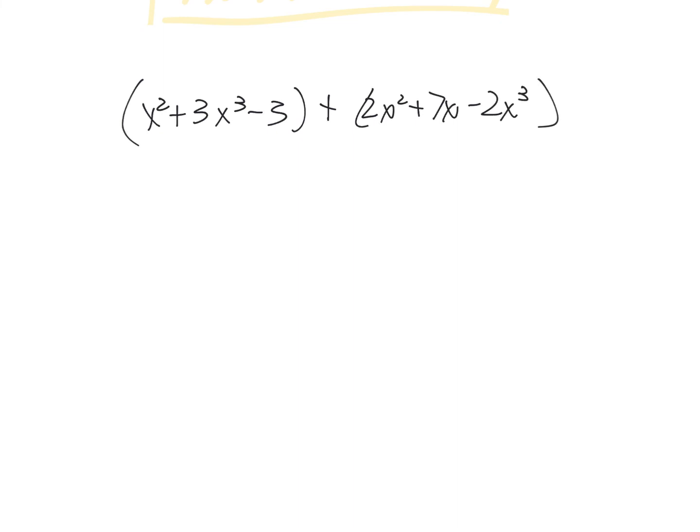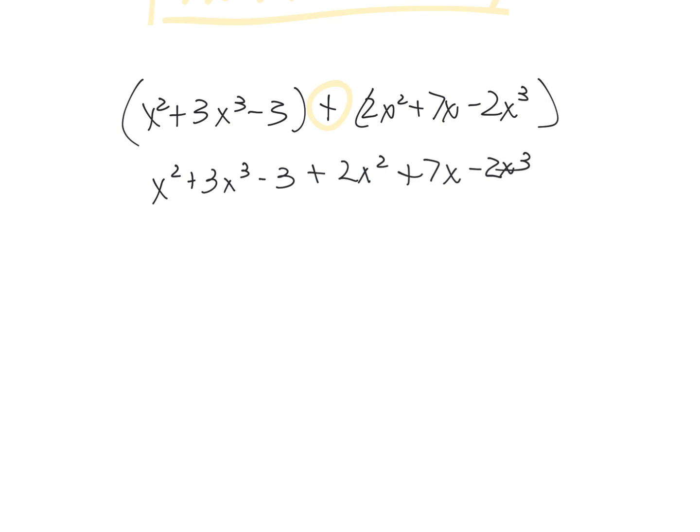Okay, let's do another one. So we have x squared plus 3x to the power of 3 minus 3 plus 2x squared plus 7x minus 2x to the power of 3. Notice what we're doing. We're adding, so the parentheses do not really matter. So we have x squared plus 3x to the power of 3 minus 3 plus 2x squared plus 7x minus 2x to the power of 3.